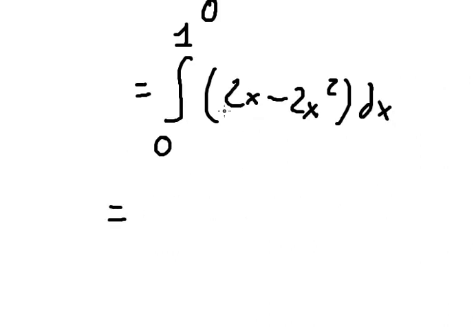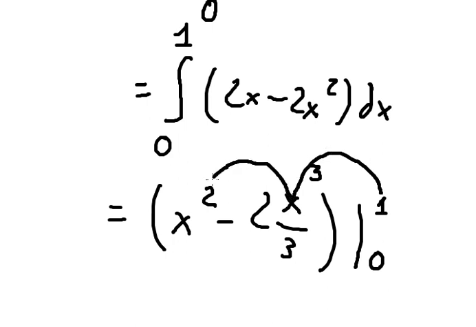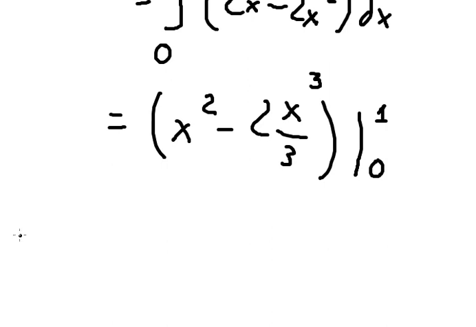So the integration of 2x, that is about x squared. And the second one, that is about x to the power of 3 over 3. And we put the bounds from 0 to number 1. So I will put number 1 gone here, number 0 gone here. So we have the final answer.